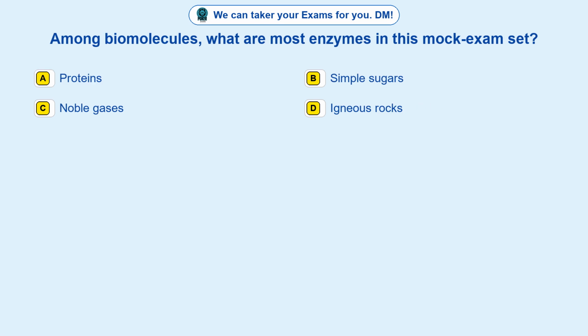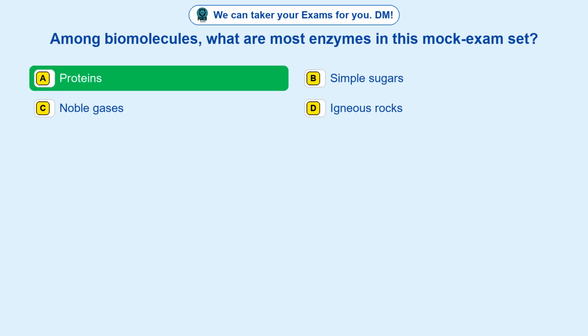Question 30. Among biomolecules, what are most enzymes in this mock exam set? Option A, proteins. Option B, simple sugars. Option C, noble gases. Option D, igneous rocks. The correct answer is option A.